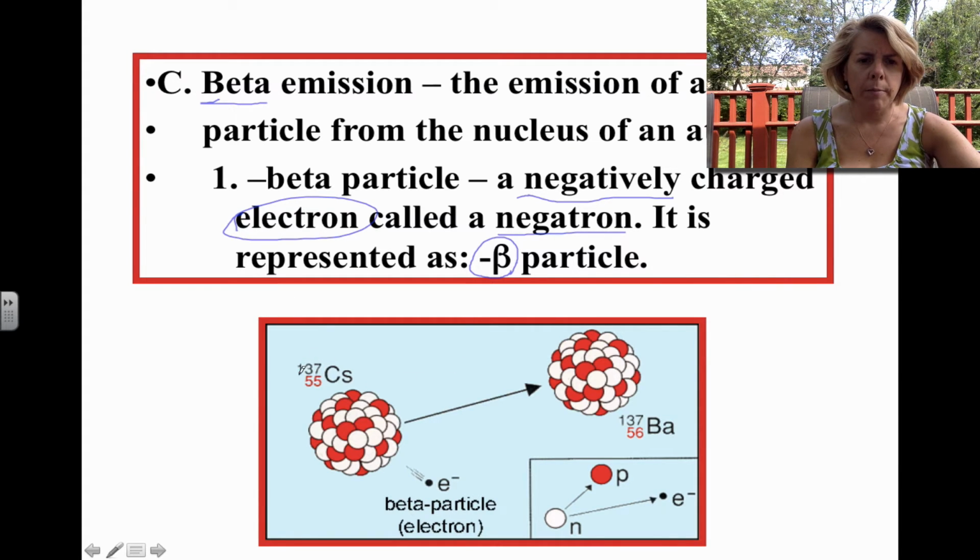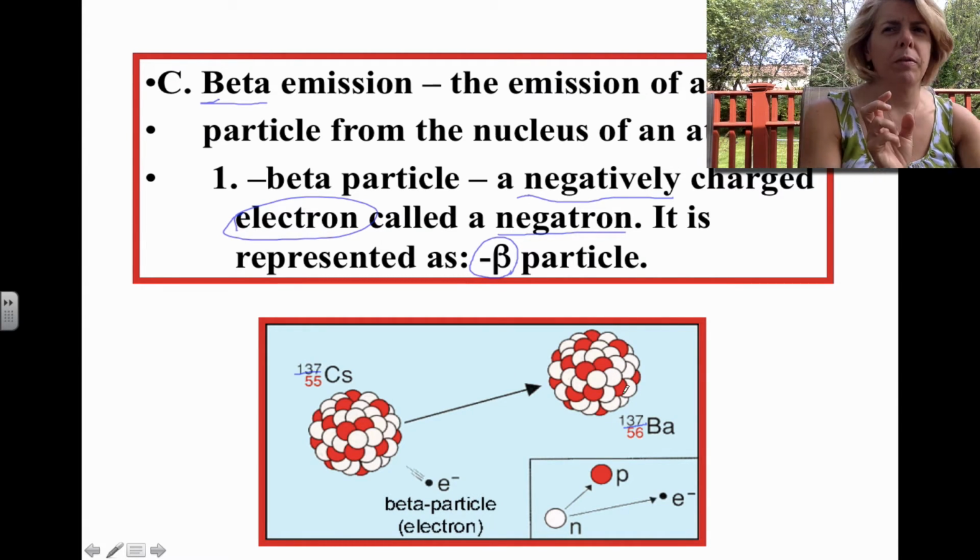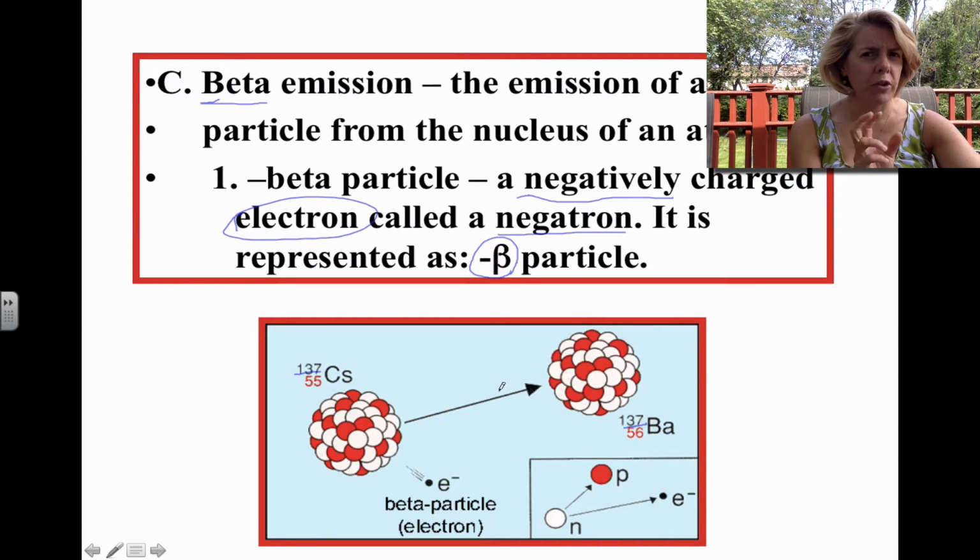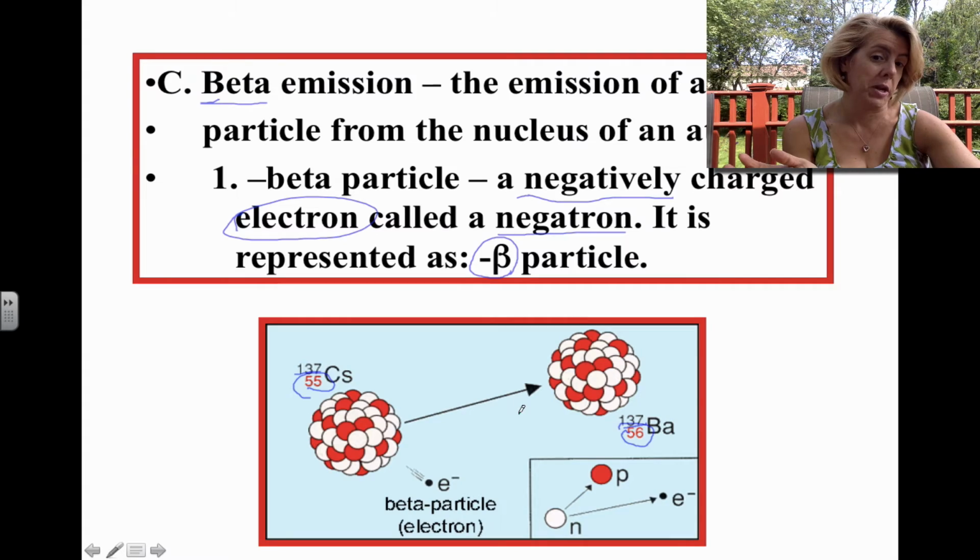So here we have cesium-137, and its mass number doesn't change, okay? So try to remember with beta emission we have no change in the mass number. However, and this is the bizarre thing, the atomic number actually increases. So with beta emission we go from atomic number 55 to 56. So we transmute from cesium to barium.